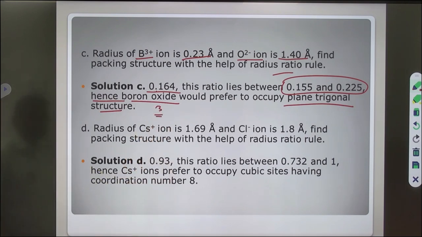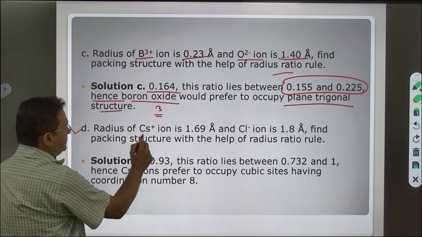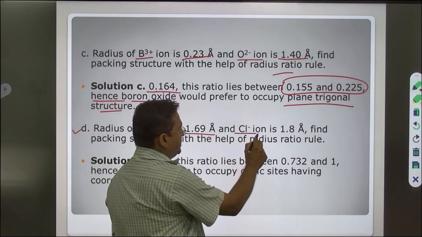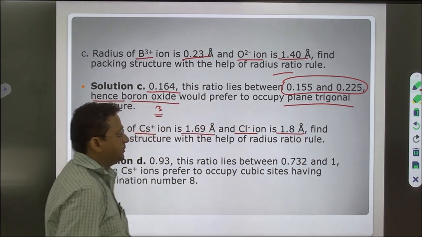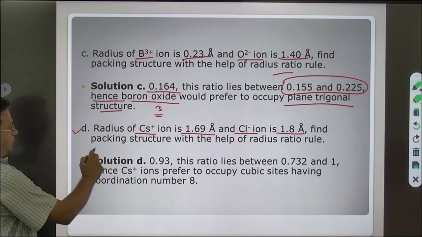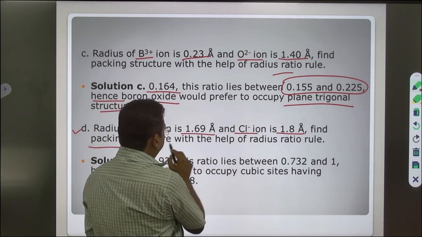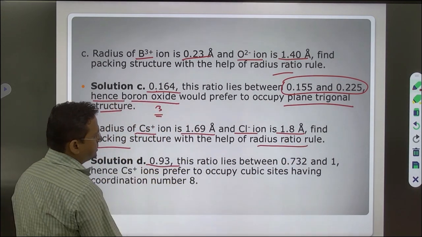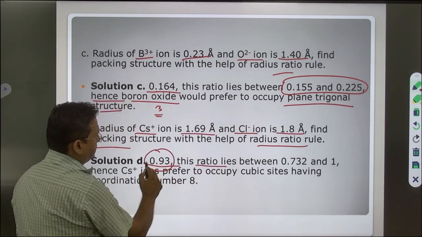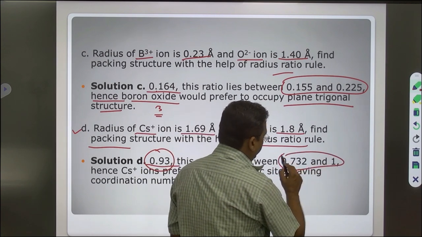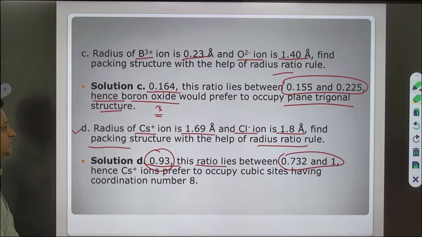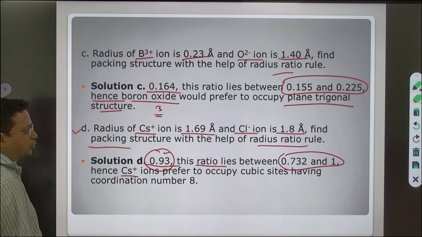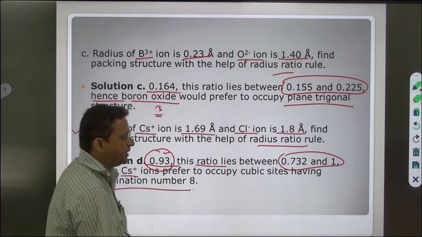And for this example, cesium ion radius is 1.69 and chloride ion radius is 1.81 angstrom. Calculate the packing structure by the radius ratio rule. Solution: the radius ratio lies between which one? 0.732 to 1, and hence cesium ion prefers to occupy the cubic site and coordination number is 8.